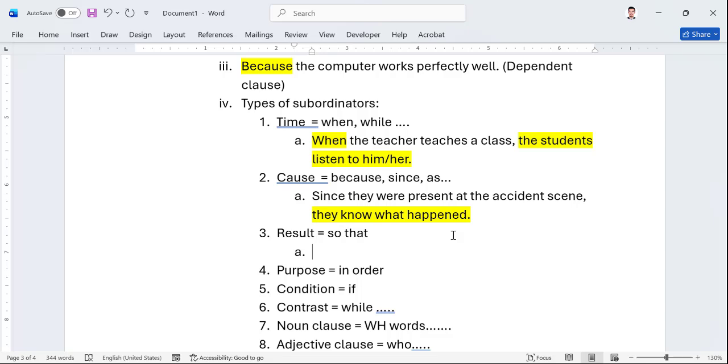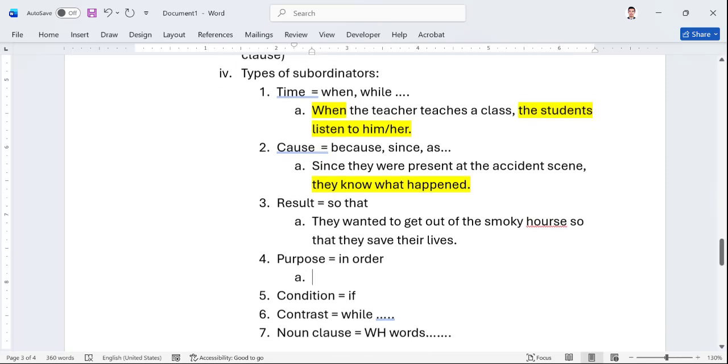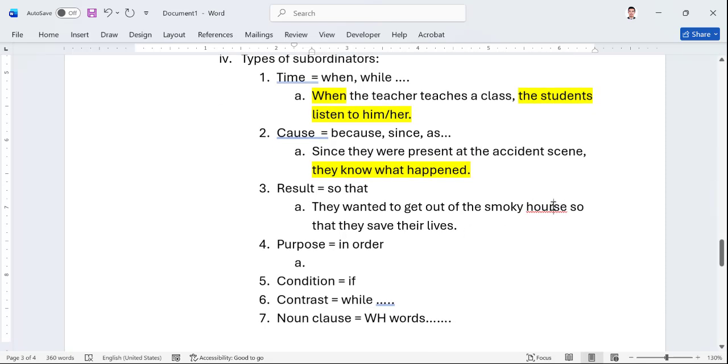Or if you have result, it can be shown with so that. They wanted to get out of the smoky house, so that they save their lives. Save their lives. So we may have this one. Or if we have with purpose here, we may use in order that.